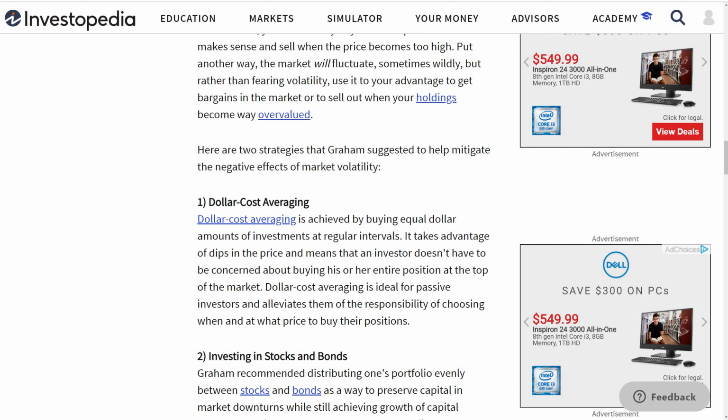Now, other brokerages, for example, with M1 Finance, you also have the opportunity to make daily transfers. So really this concept of dollar cost averaging is here to stay. And no one can predict the future. It doesn't matter how great you are, what your track record is, no one can predict it. And so the concept of dollar cost averaging takes advantage of dips in the price and means that an investor doesn't have to be concerned when buying a position if it goes up one day or if it goes down one day, because essentially you're getting the average.